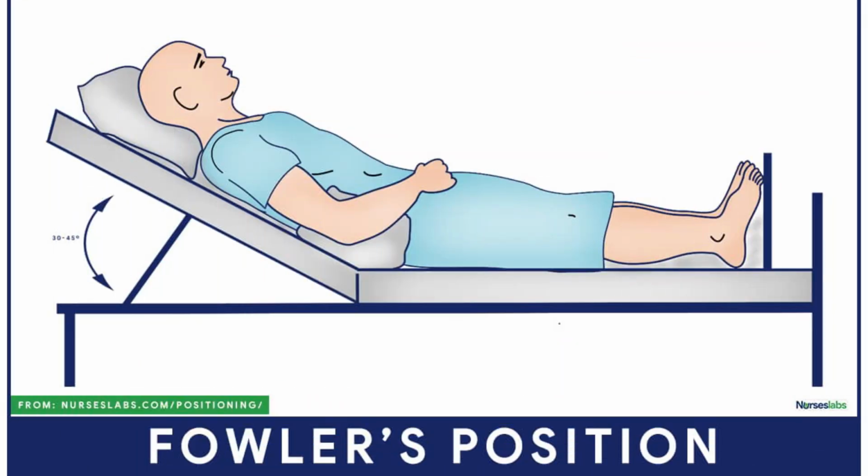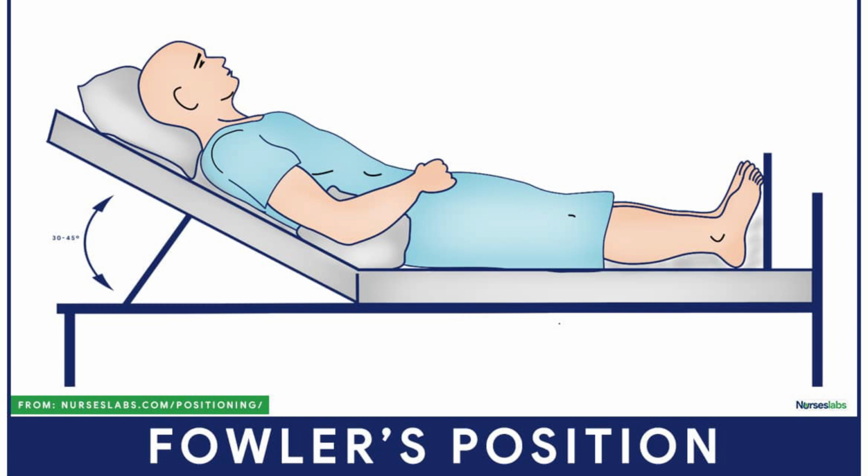Then the next position we are going to be talking about is the Fowler's position. What is happening in the Fowler's position? The Fowler's position is also known as the semi-sitting position. It's a bed position wherein the head of the bed is elevated 45 to 60 degrees. You can see the picture showing on the screen. The head of the bed is elevated between 45 to 60 degrees.